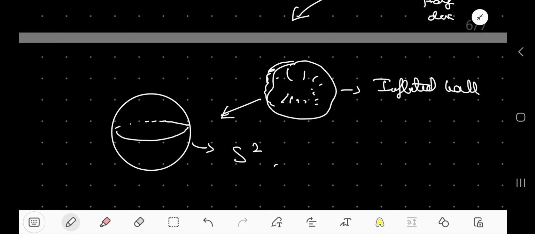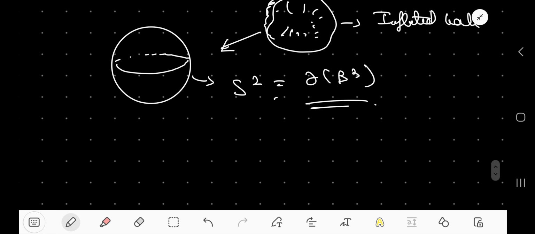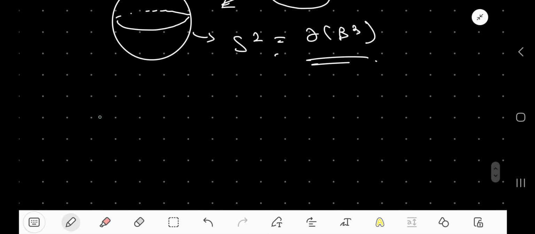Whenever I talk about spheres, I am not talking about a solid sphere. Sphere just resembles the boundary S2. It resembles the boundary of B3. B3 represents the unit ball in 3 dimensions. Okay.